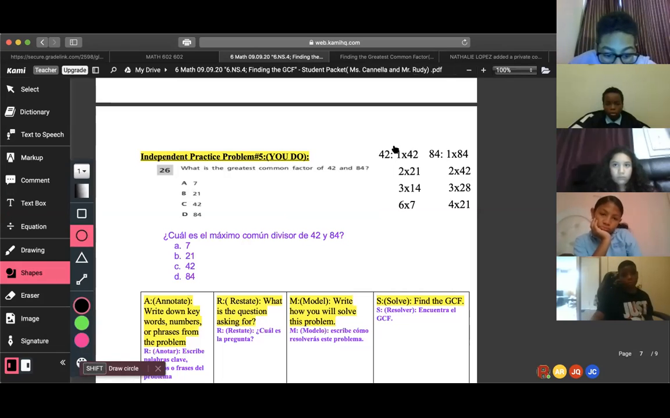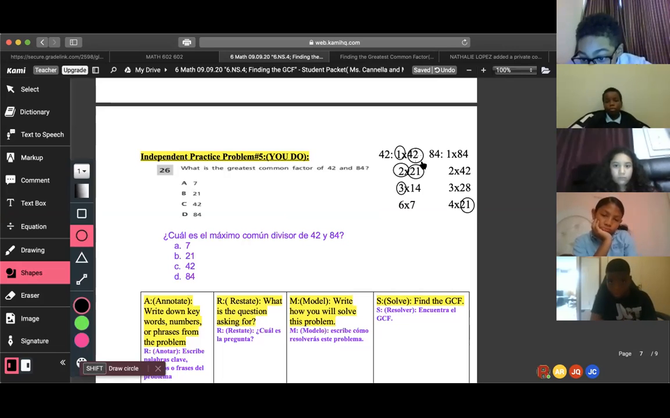Okay, we have 1 on both sides. We have 2 on both sides. We have 3 on both sides. We also have 21 on both sides. We also have 42 on both sides. Can I go higher than 42? No, 42 is our product. So no, I cannot go higher than 42.